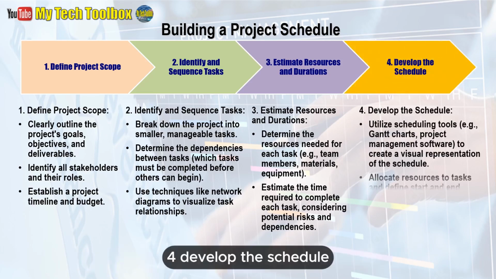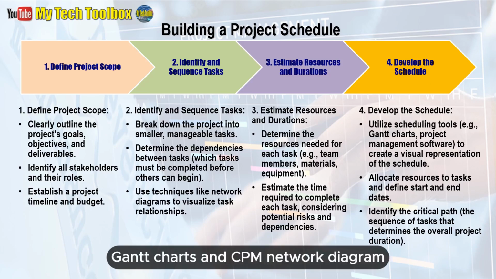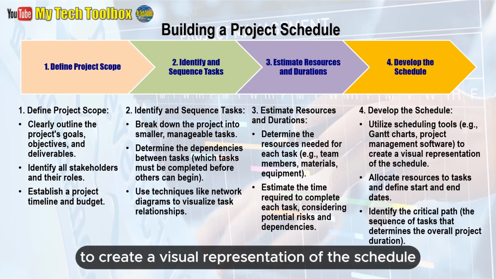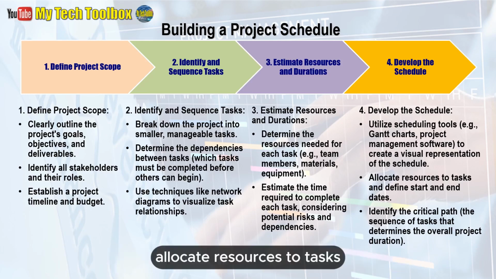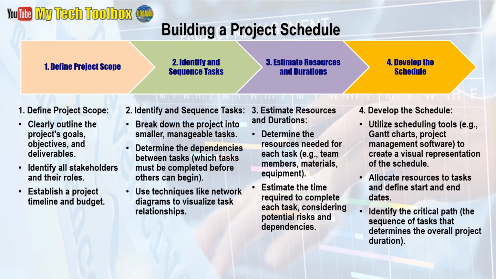4. Develop the schedule. Utilize scheduling tools such as bar charts, Gantt charts, and CPM network diagram to create a visual representation of the schedule. Allocate resources to tasks and define start and end dates. Identify the critical path, the sequence of tasks that determines the overall project duration.